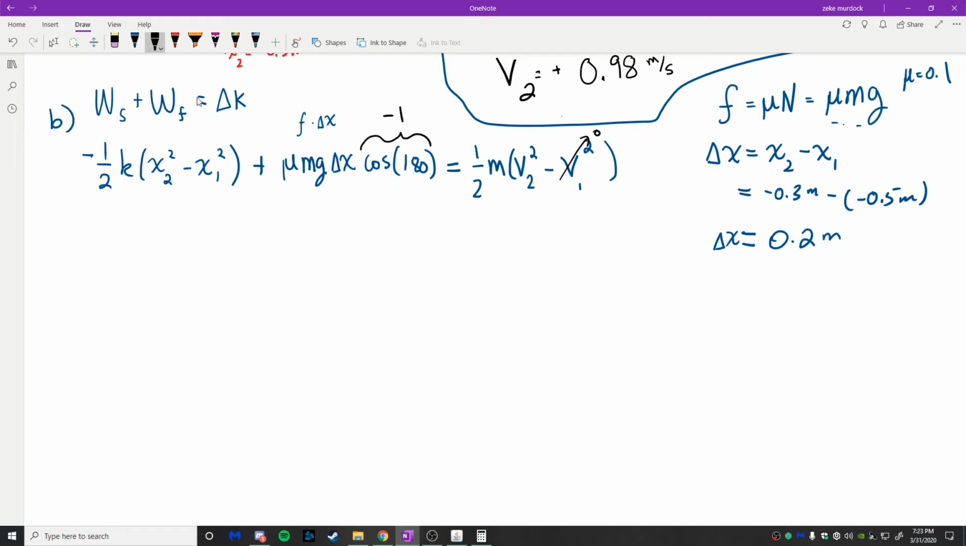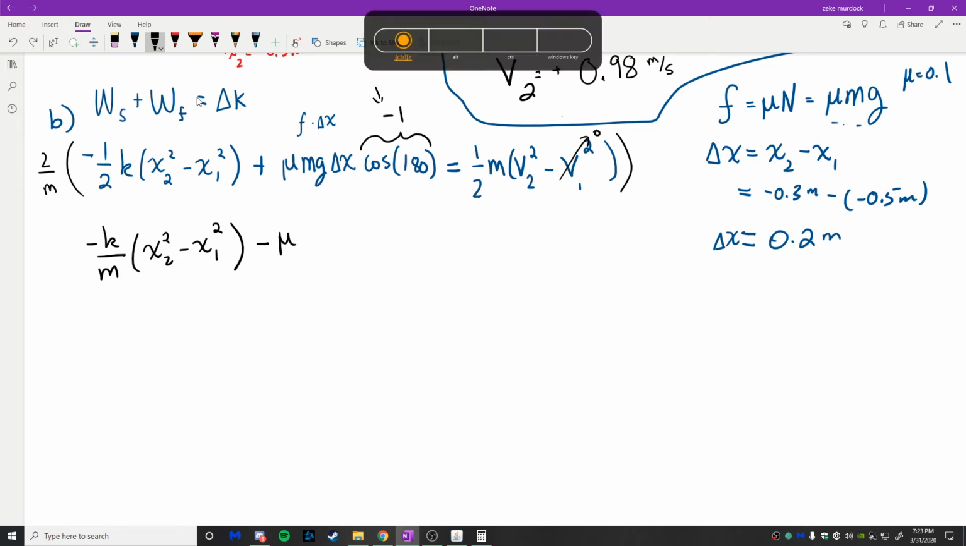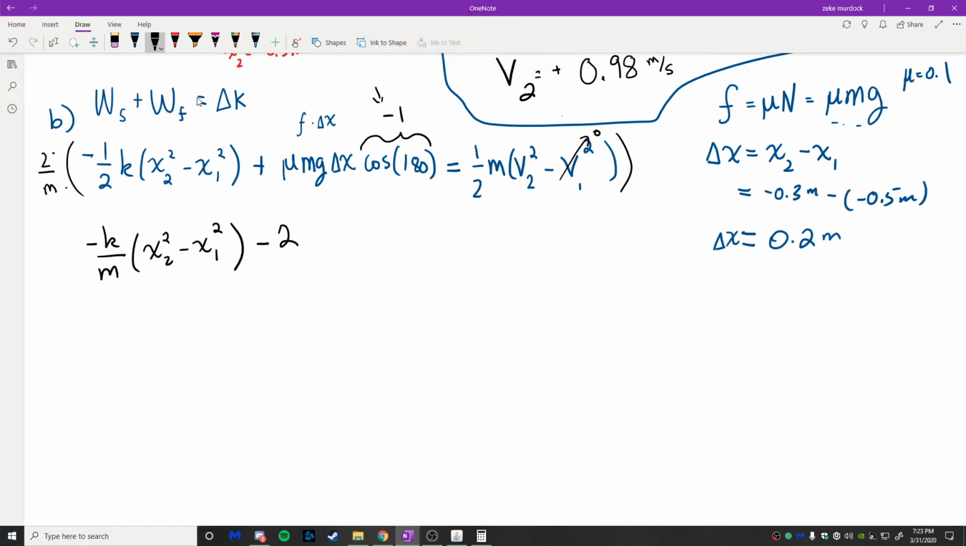We're isolating v2. I'm going to multiply both sides by 2 over m. The first term is going to become negative k over m, minus, because of that minus sign, minus mu. Now, I left something out. We're multiplying by 2 over m, right? So if I multiply by 2, that shows up. But if I divide by m, it cancels with that m right there. So we're going to get 2 mu g times delta x. And that should all be equal to v2 squared, but we could also then just square root all of this stuff right here to get what v2 is. All right, does that make sense to everyone? Does anyone have any questions?